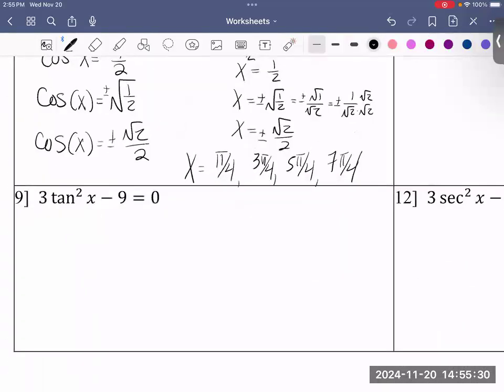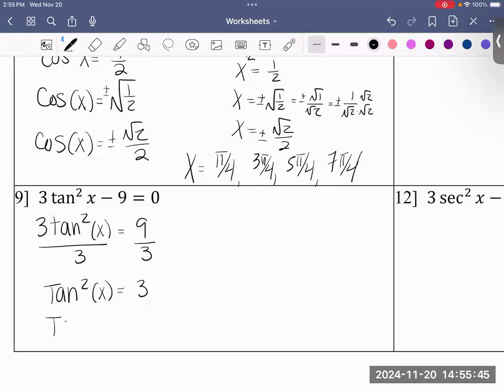Let's try it one more time. So we have 3 tangent squared of x. Let's go ahead and add 9 to the other side. Divide by 3. So we're looking at tangent squared of x is equal to 3. Now we can go ahead and square root both sides, plus or minus √3. So now we're looking for where we have the square root of 3.